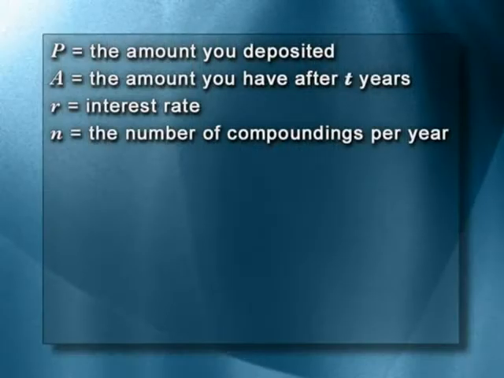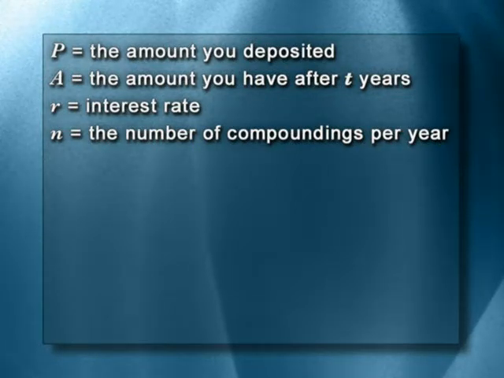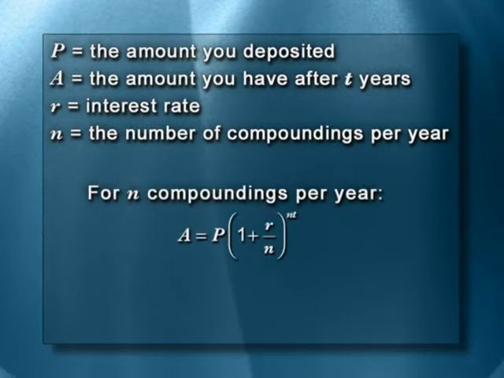Okay, you've got a deposit of P dollars in a bank, and the balance after so many years is going to be given by a certain formula, and it depends on the interest rate R, the number of compounding periods per year, and that's N, and the time T. And so the amount you have in your bank account after T years is given by the formula A equals P times the quantity 1 plus R over N, all raised to the power NT. So that's compounding N times per year.